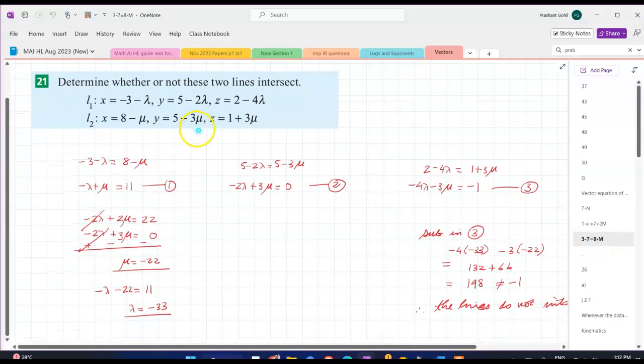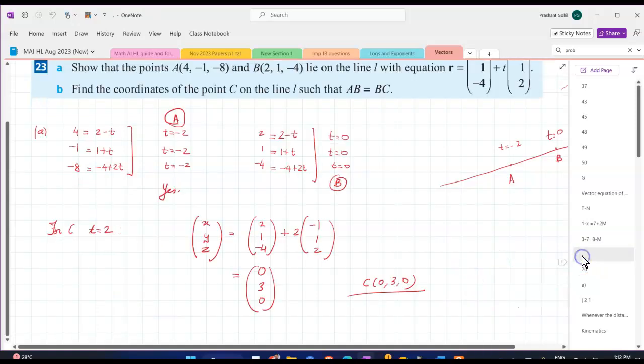Whether or not the lines intersect, again, same: you find lambda and mu. Now see here, you will find that they are not equal. You solve the first and second equations and substitute in the third. So these two you are solving and substituting in the third. Now the lines are not intersecting over here.